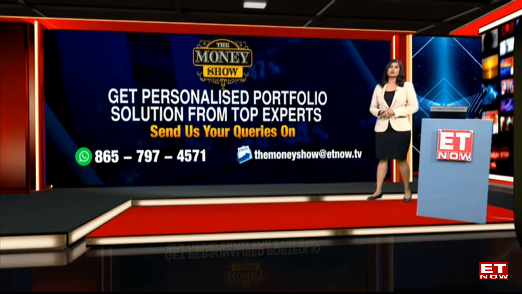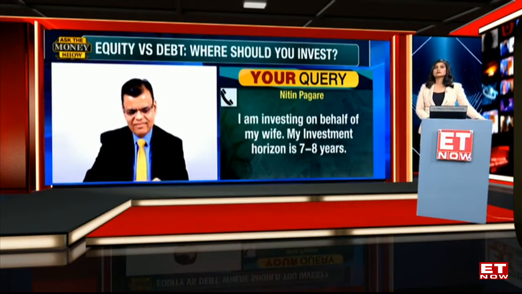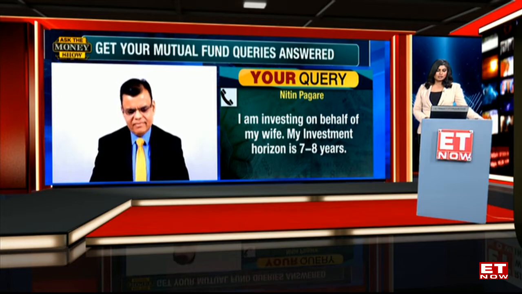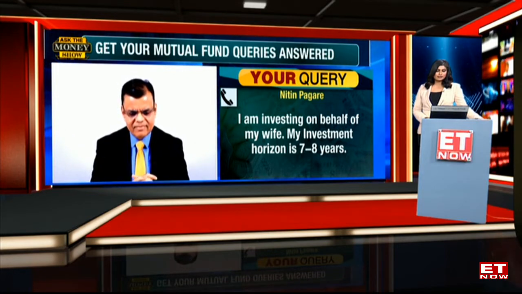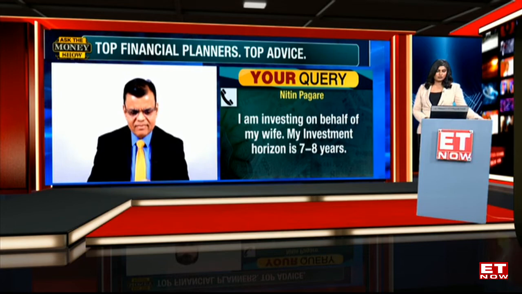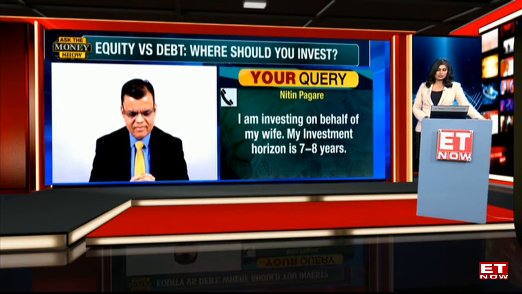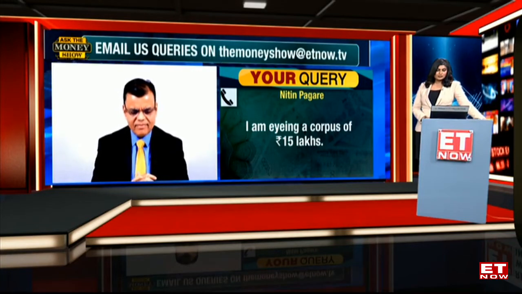I have our first viewer online with me, Nitin Pagare. Nitin, hi, good evening. How are you doing? I'm fine, ma'am. All right, so we have a portfolio. You've been investing on behalf of your wife, it seems? Yeah, ma'am. Okay. Kotak Emerging, Axis Long-Term Equity, and you want to increase your SIP by 6,000. You are investing 3,000 right now. You also want to invest in Invesco Small-Cap and ICICI Prudential Focused Fund. Time horizon is 7 to 8 years and the target is 15 lakhs.